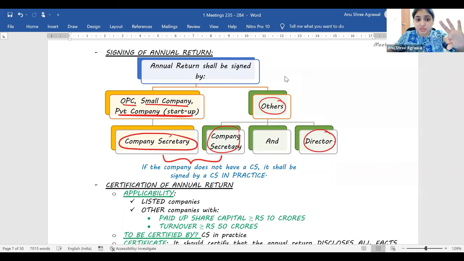Which three companies are specially provided for? One-person company, small company, and private companies which are recognized as startup by DIPP. For these, company secretary will sign. Any other company, two people will sign, company secretary and director. Which company secretary now? If we have a company secretary employee, that employee will sign. But a company secretary employee is not required in every company. So we may have companies which don't have one. In those cases, we have to go to a CS in practice and get the signature from him.